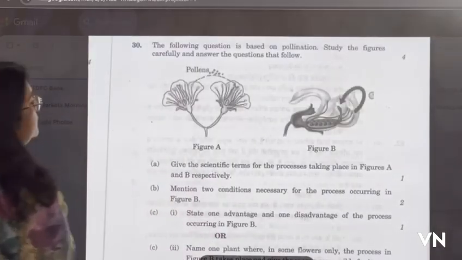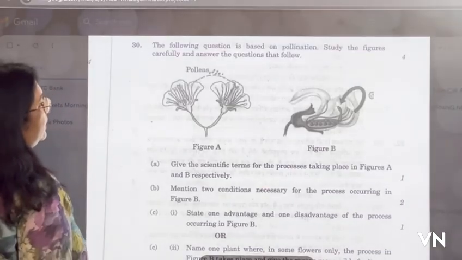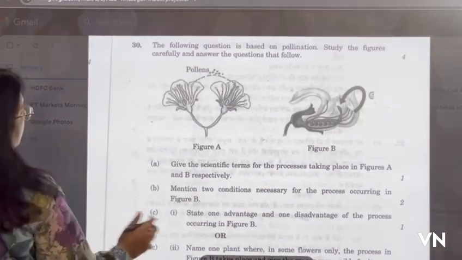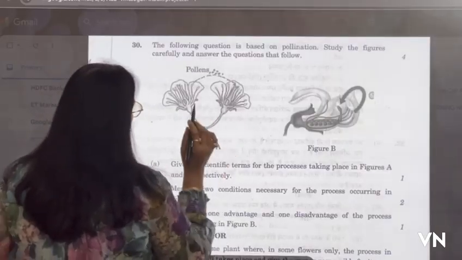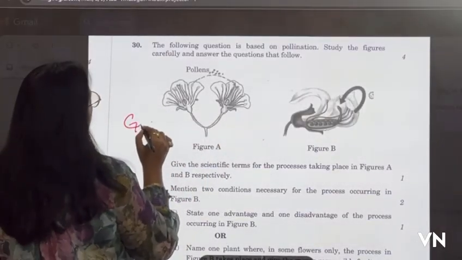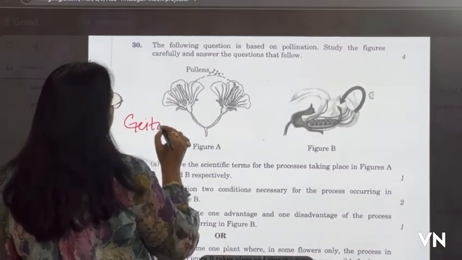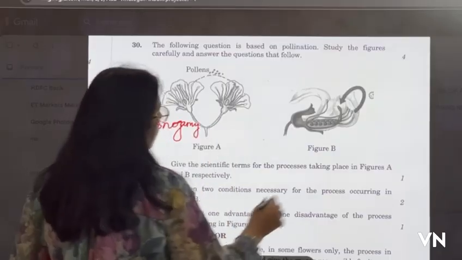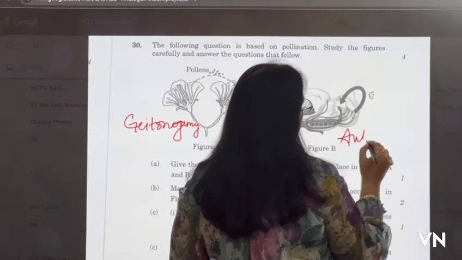The following question is based on pollination. Study the figures carefully and answer the questions that follow. Figure A and figure B. These are 2 flowers of the same plant. Geitonogamy is shown here, and here autogamy.